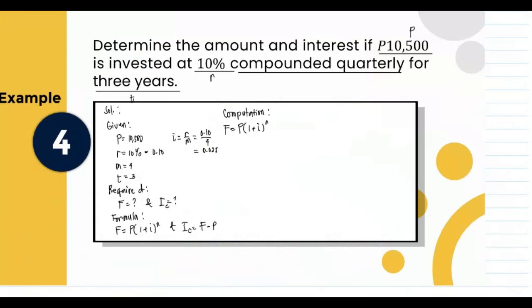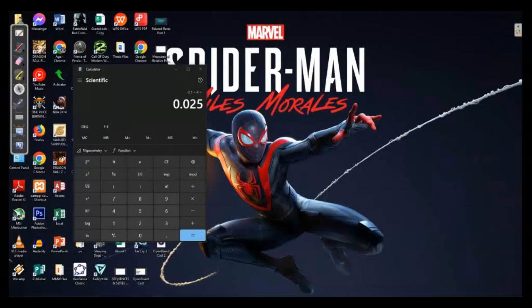And then for our N, it's going to be MT. So our M there is 4. The years is 3. So it would be 12. So we just basically substitute everything. So 10,500 times 1 plus I, which is 0.025, raised to 12. And then we do the values first in the parentheses. So 1.025 raised to 12. So we'll get this value first, 1.025 raised to 12.